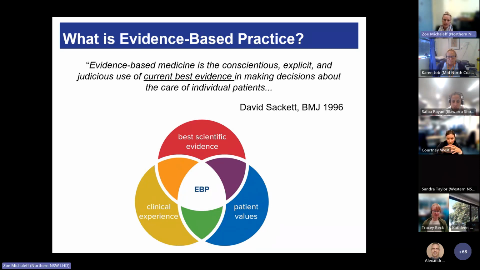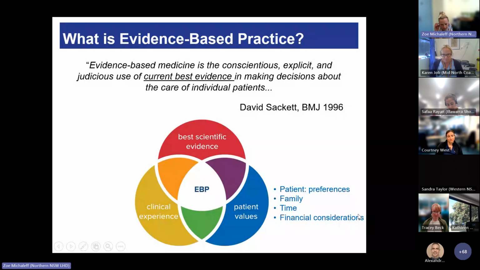And David Sackett defined evidence-based practice as the conscientious, explicit and judicious use of current best evidence in making decisions about the care of individual patients. And when thinking about what current best evidence is, Sackett identified that the most robust clinical decisions integrate evidence from 3 key sources, these being patient values and preferences, clinical experience, and best scientific evidence.